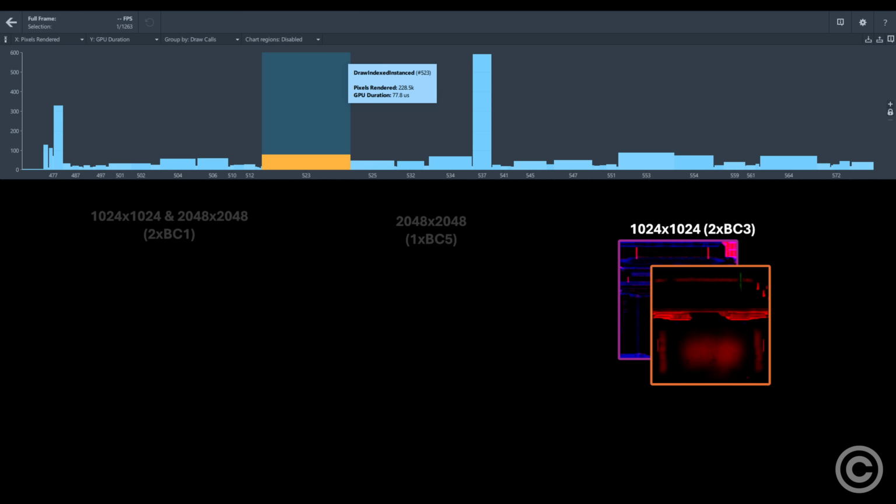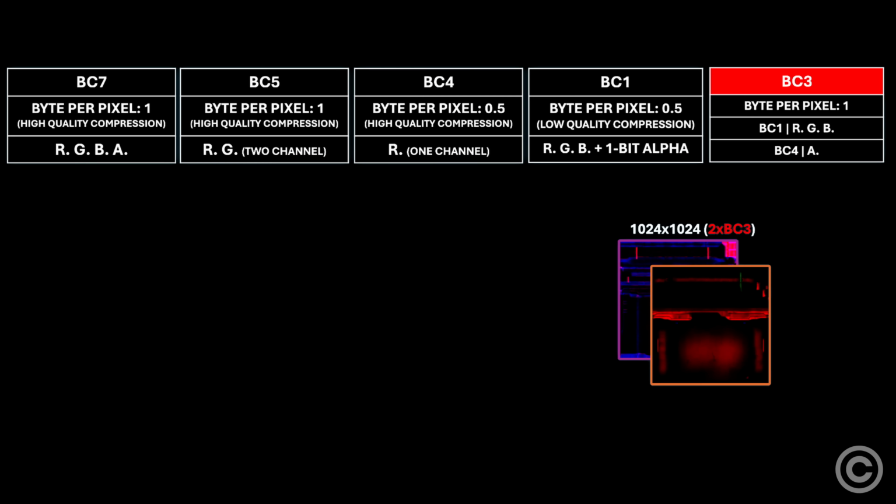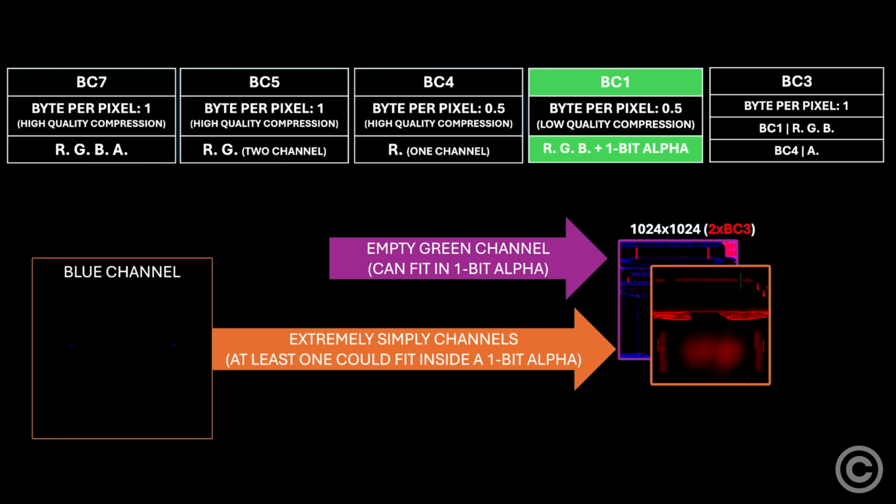The bigger problem with these masks is that they're using BC3 compression, which has nearly uncompressed alpha channels. It would be a very reasonable limitation for artists if they were limited to BC1 textures with cheaper 1-bit alpha channels, especially when these masks have simple and literally empty channels that could easily occupy such a limited channel type.